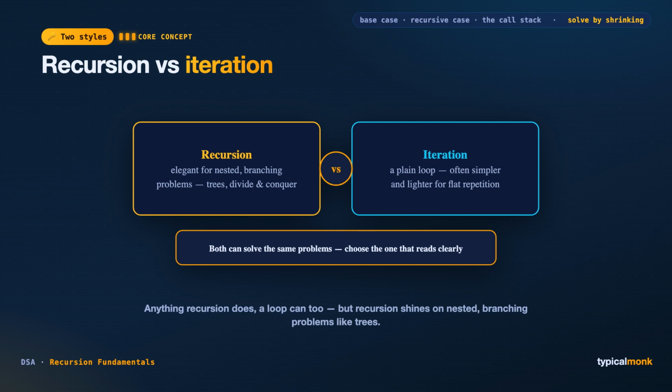So the takeaway: both recursion and iteration can solve the same problems, so pick the one that reads clearly and fits well. Recursion shines on nested, branching problems like trees, while a simple loop is often best for flat repetition.